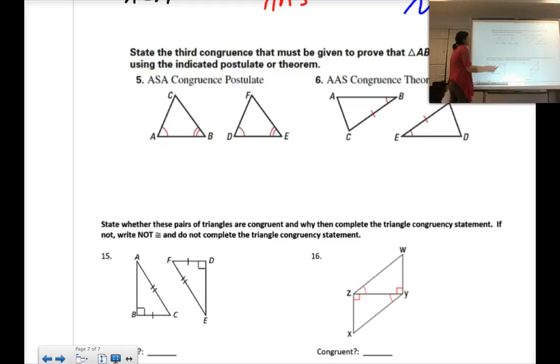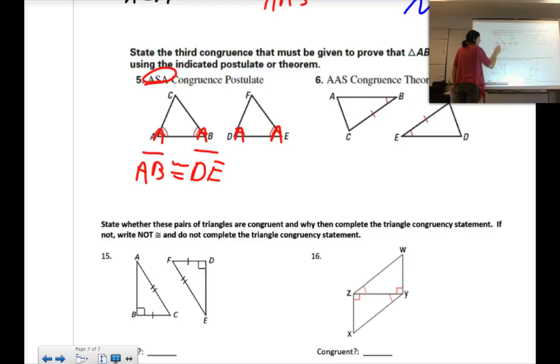Okay, so they want me to use angle, side, angle. So I'm going to mark on my picture just like I did before. Angle, angle, angle, angle. What am I missing? The side. What side? AB has to be congruent to DE, because it has to be the included side. Now 6 is tricky. See if you can do 6.